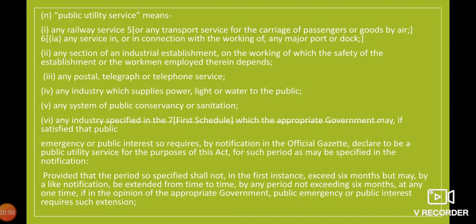Any industry specified in the first schedule which the appropriate government may, if satisfied that public emergency or public interest so requires, declare by notification in the Official Gazette to be a public utility service for the purposes of this Act for such period as may be specified in the notification. That is in the hands of the appropriate government, depending on its discretion, right? It may declare so, provided that the period so specified shall not in the first instance exceed 6 months.